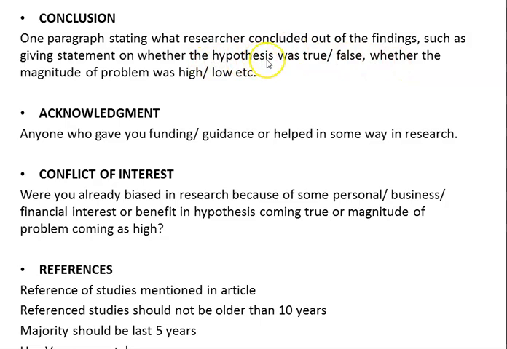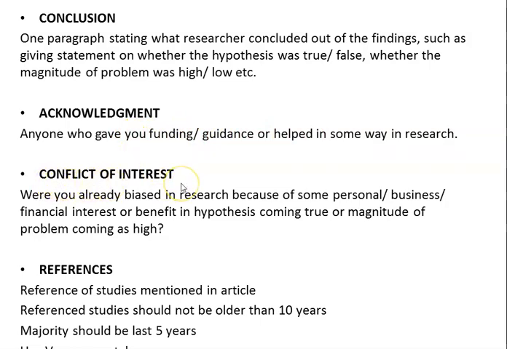You simply write whether my hypothesis was true or false, whether the magnitude of problem was high, prevalence of anemia was high or low, etc. Then you give acknowledgements. You can acknowledge anyone, any researcher, any senior, any student, or any person who gave you help or guidance or gave you funding.